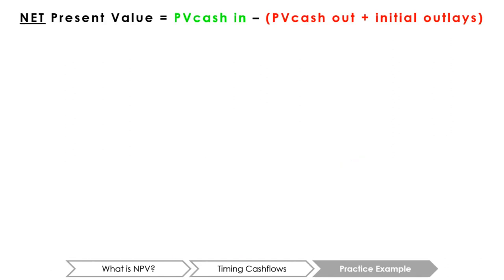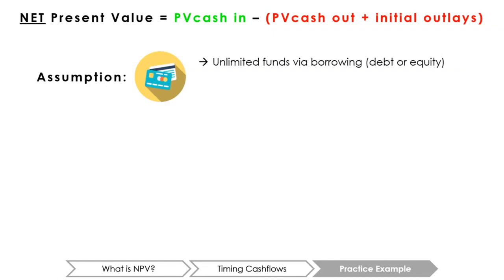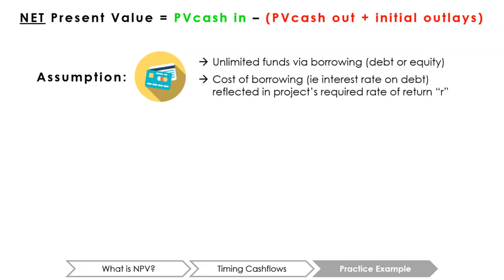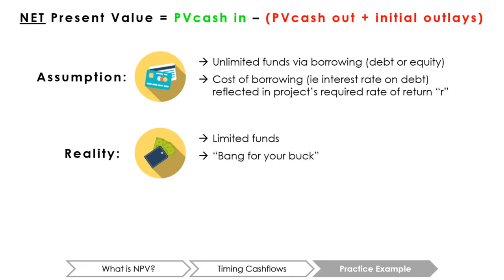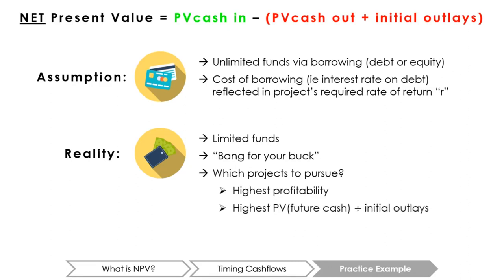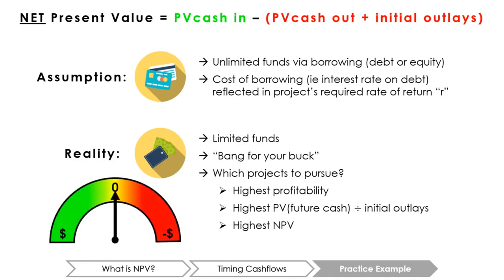We typically make the important assumption that a company has unlimited funds to take on these projects, either through borrowing or using its existing equity. The cost of borrowing is already reflected in the required rate of return. However, if we have limited funds to spend, we may want to select the investments that maximize our NPV per dollar spent. We can compare projects by looking at their profitability index, or the present value of future inflows divided by the project's initial costs. Alternatively, if we're forced to choose only one project, we want to select the one that maximizes our NPV in dollar terms to increase the value of the company by as much as possible.